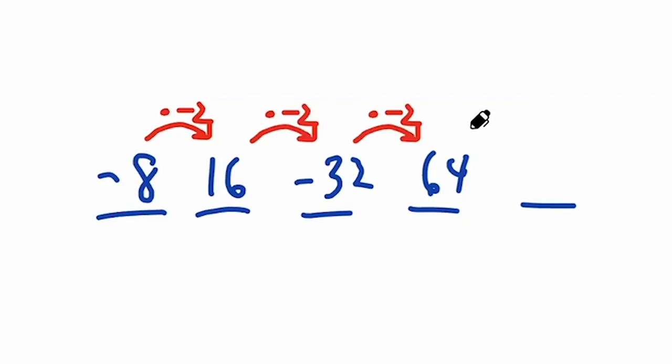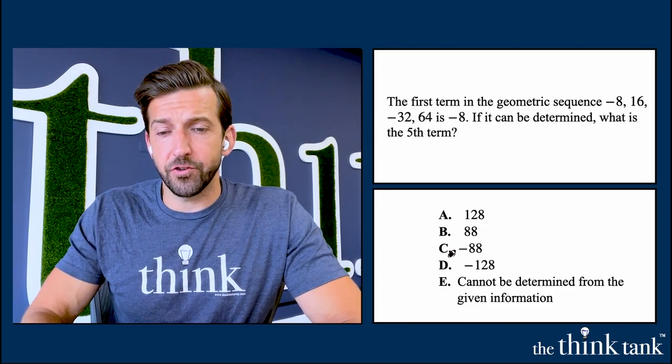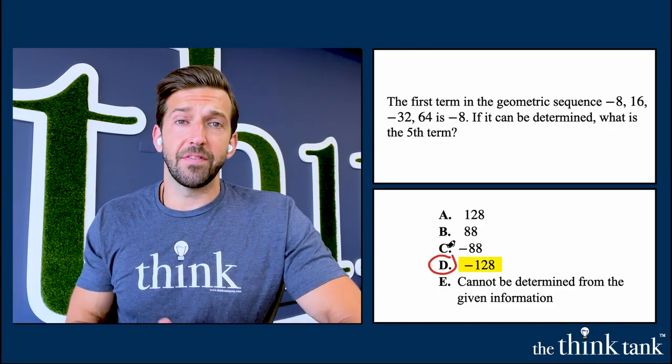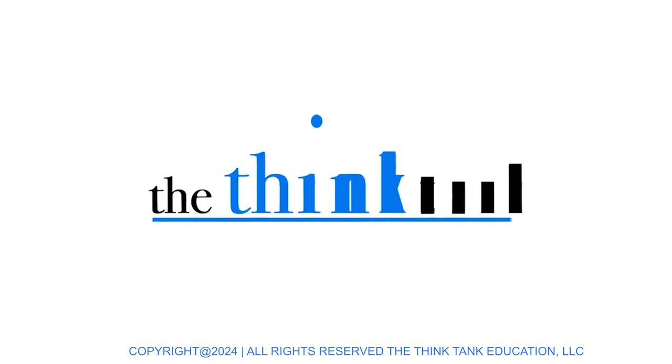So the next term, guess how we're gonna get there? Yeah, you guessed it. We're gonna multiply by -2. So what's 64 times -2? That's -128. So therefore, the fifth term of our sequence is -128. So our answer is D. And if you got it, good thinking.